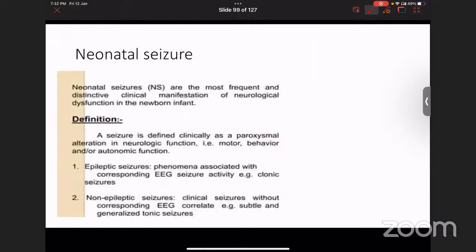Now, neonatal seizures. This is another 10-mark question. It is the most common and distinctive clinical manifestation of neurological dysfunction in the newborn infant. What is the definition? It is defined clinically as a paroxysmal alteration in neurological function. It could be motor, behavioral, or autonomic. So we have two types of seizure: non-epileptic seizure and epileptic seizure. In epileptic seizure, we also have some motor dysfunction. You are seeing some motor overactivity associated with corresponding EEG seizure activity.